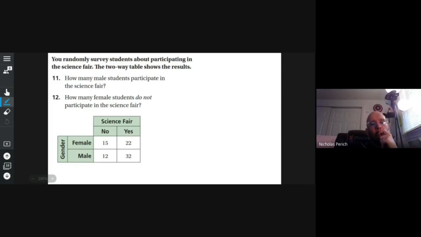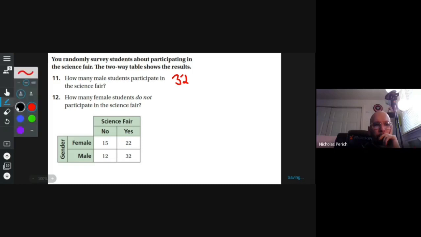Ooh, a two-way table. You randomly survey students about participating in the science fair. The two-way table shows the results. How many male students participated in the science fair? All right. Male students, science fair, yes, 32. The answer is 32. Male, yes, is 32. How many female students do not participate in the science fair? 15.